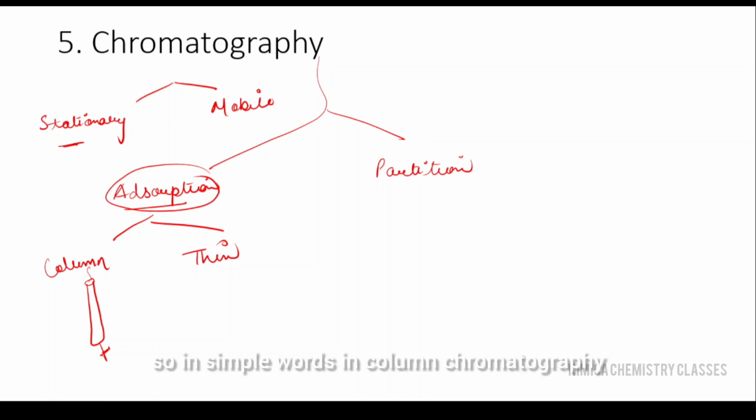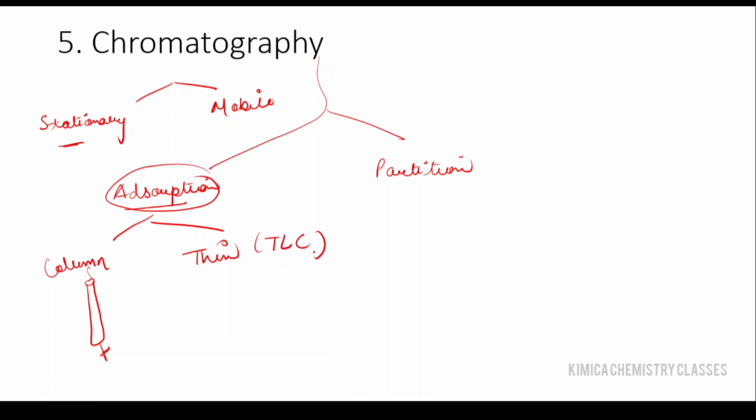So in simple words, in column chromatography, what happens? The stationary phase is present in this tube. So this is a column, and from the top the mixture of two components is added, and slowly we get the compounds from the lower side. Next is TLC. TLC means thin layer chromatography. We also say TLC.